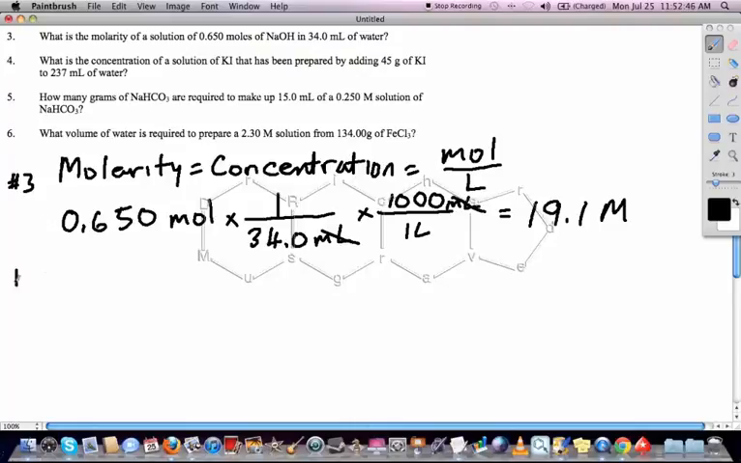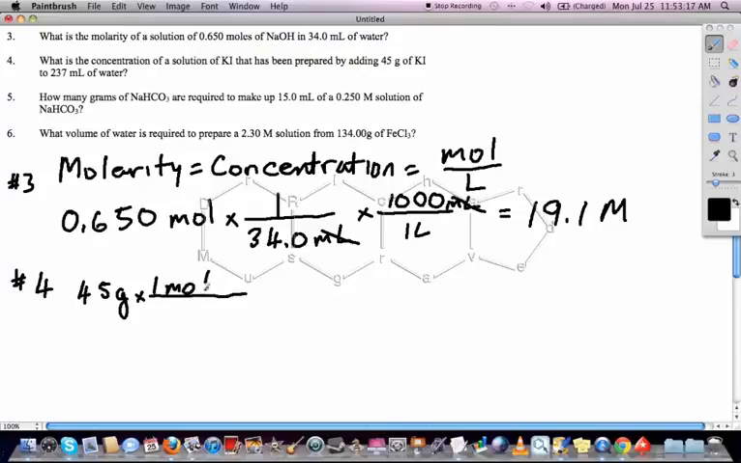Let's take a look at number 4. What is the concentration of a solution of potassium iodide that has been prepared by adding 45 grams of potassium iodide to 237 mLs of water? Well, again, we need a concentration, and concentration is moles per litre. We have grams, so I think that the first thing we should do is find moles. And that's generally a good rule of thumb. If you don't know where to go, go to moles first if you possibly can.